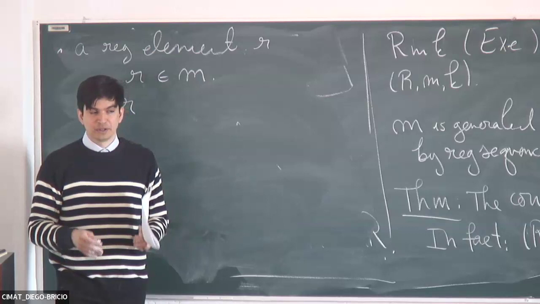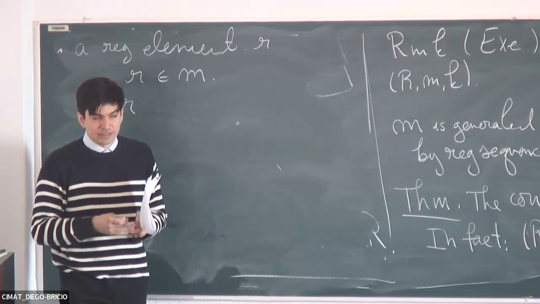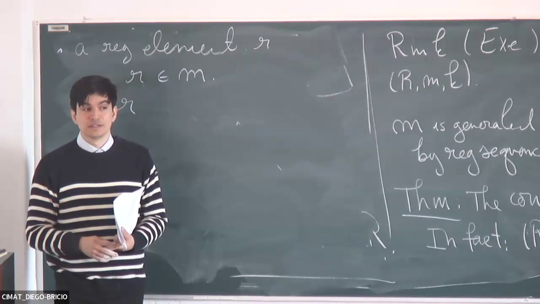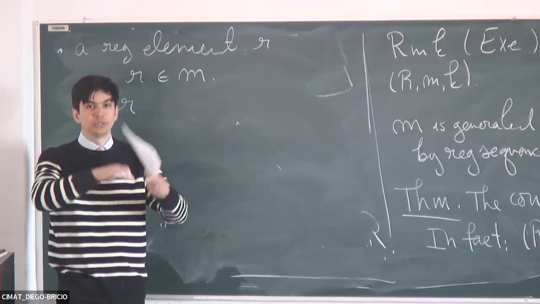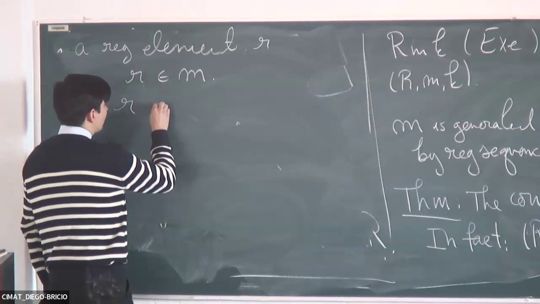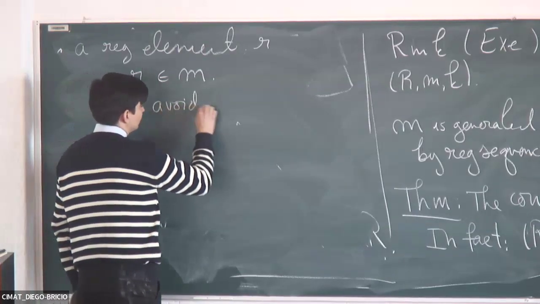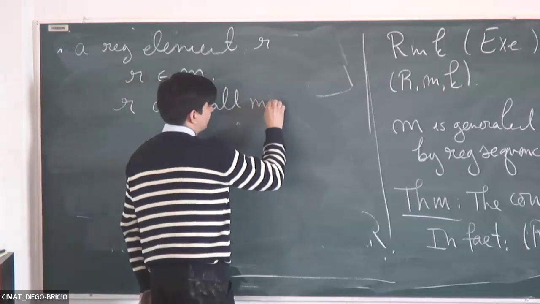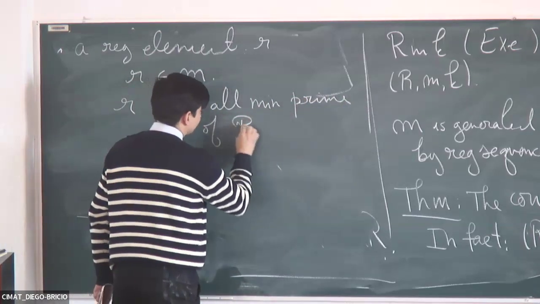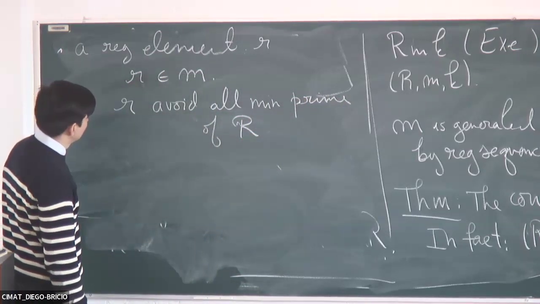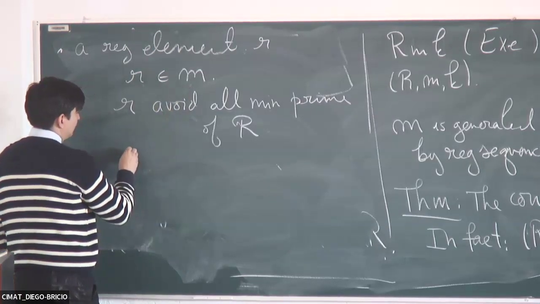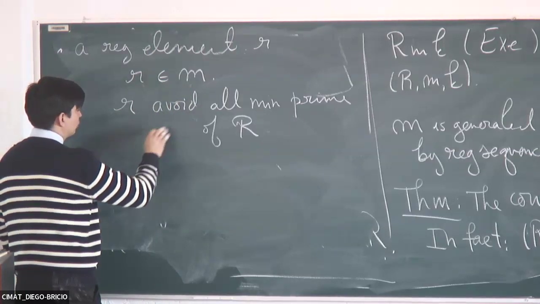Remember from your basic commutative algebra book or course that the union of the minimal primes of the ring is the set of zero divisors, right? The nilpotent ones are the intersection, and the zero divisors are the union. So to be a regular element, r has to avoid all minimal primes of R. And so a regular element is something that is in here, but avoids all minimal primes.